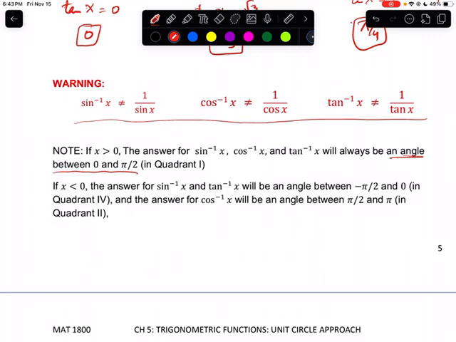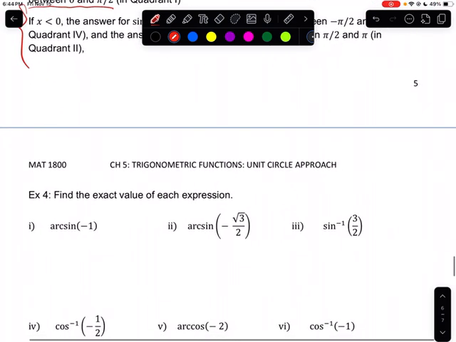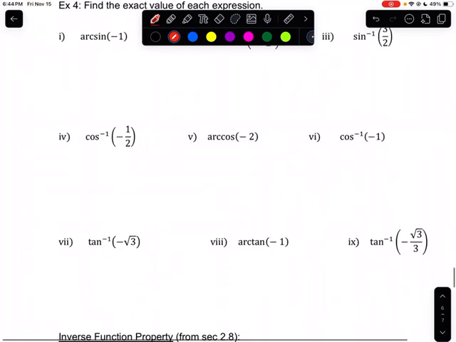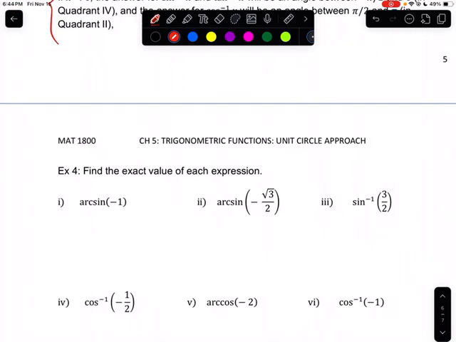Okay, this is something you can read on your own, but don't need to worry about too much. But now we have a bunch of these values that we need to find. So, find the exact value of each expression.